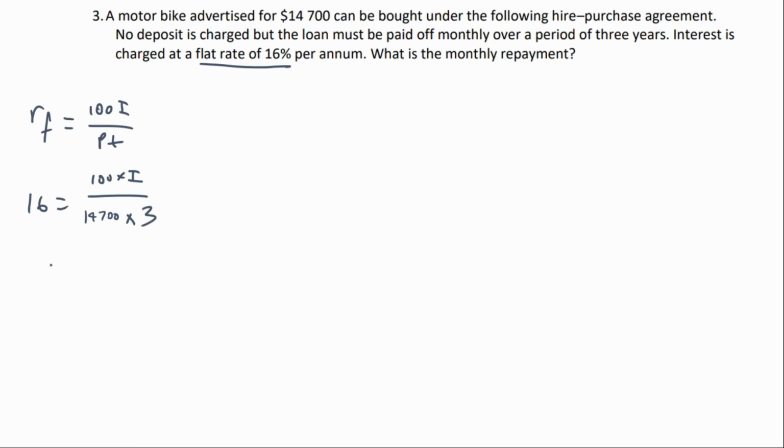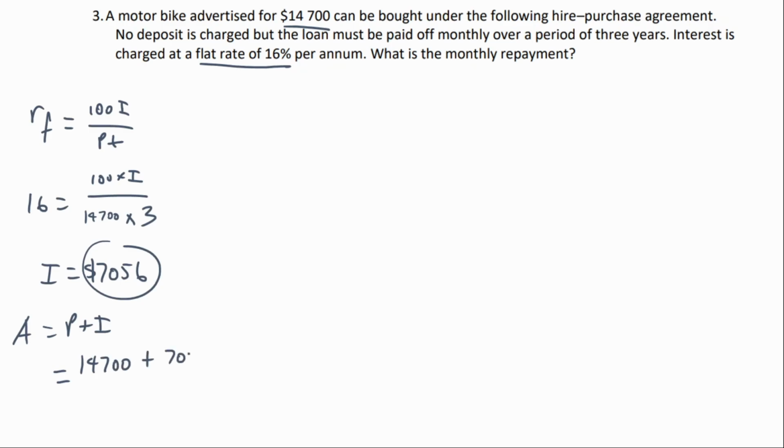So I equals $7,056. So that's interest. That doesn't give me the total amount she pays. The total amount she pays is going to be P plus I. So that's this plus that. So that will be 14,700 is my P plus $7,056 in interest. And once you work that out, that will give you a value of $21,756. So that's the total amount she pays.